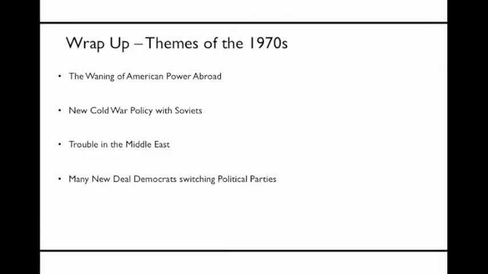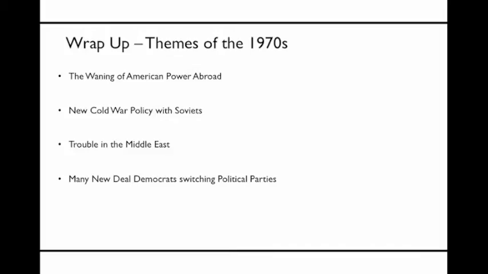Let's quickly cover some of the themes we've addressed so far. One is the waning of American power abroad. The Vietnam War was obviously not successful for the United States. Vietnam became a unified communist country and is the first war in the modern era that we had lost as a country. In Iran, you saw Americans held hostage, as well as Carter's inability to free them over a course of over a year.